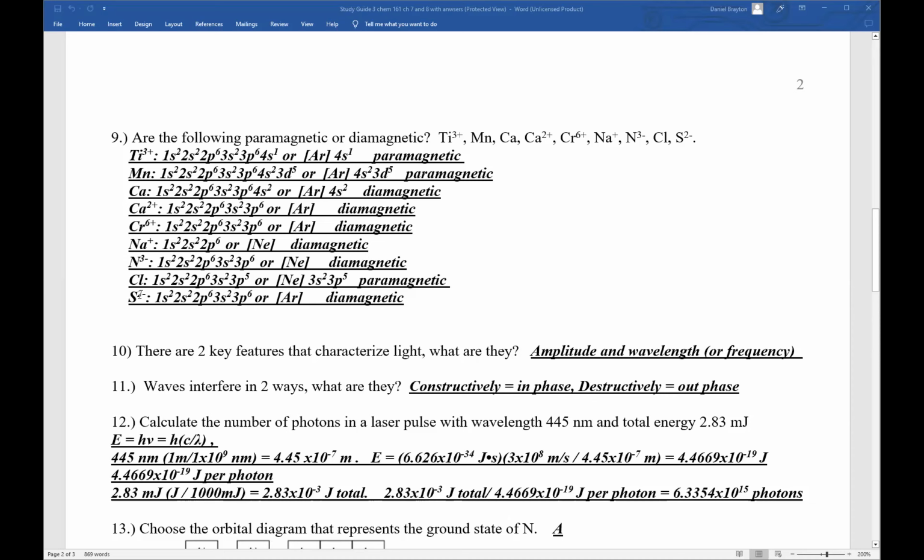S2-, sulfur is right below oxygen. It's in group 6. This is the cross-coupling of charges we did earlier, right? Group 7 was -1. Group 6 was usually -2. That gets you to the noble gas configuration. P6 is all filled, so diamagnetic, and you can show that shorthanded with just the argon.